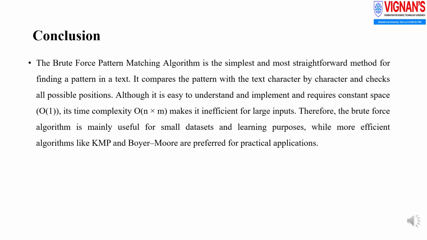Conclusion. The brute force pattern matching algorithm is the simplest and most straightforward method for finding a pattern in a given text. It works by comparing the pattern with the text character by character and checking all possible positions. Although the algorithm is easy to understand and implement, and requires only constant space, its time complexity of O of n into m makes it inefficient for large inputs. Therefore, the brute force algorithm is mainly suitable for small datasets and learning purposes. For practical and large-scale applications, more efficient algorithms such as KMP and Boyer-Moore are preferred.